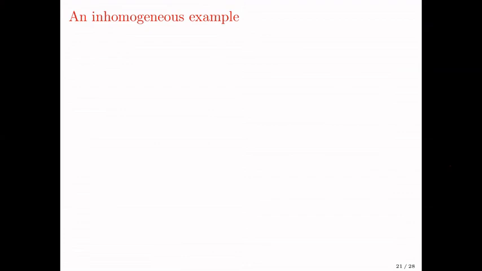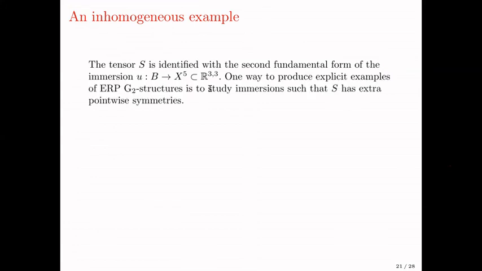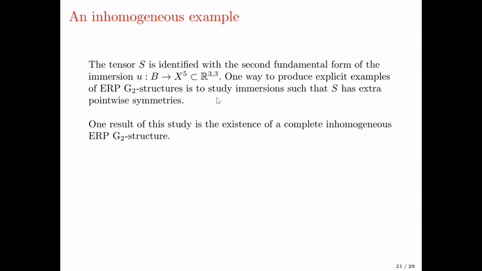So with this understanding of type S structures, you get some very nice things. The tensor S is identified with the second fundamental form of this immersion. And if you want to generate new examples of ERP G2 structures, you could put extra conditions on S. You could study immersions such that S has extra pointwise symmetries. One result you get is the existence of a complete inhomogeneous ERP G2 structure. All the previously known examples had been homogeneous, and in the type A and N cases, I was able to construct examples of inhomogeneous incomplete ones, but by doing this, you actually get a complete inhomogeneous G2 structure.